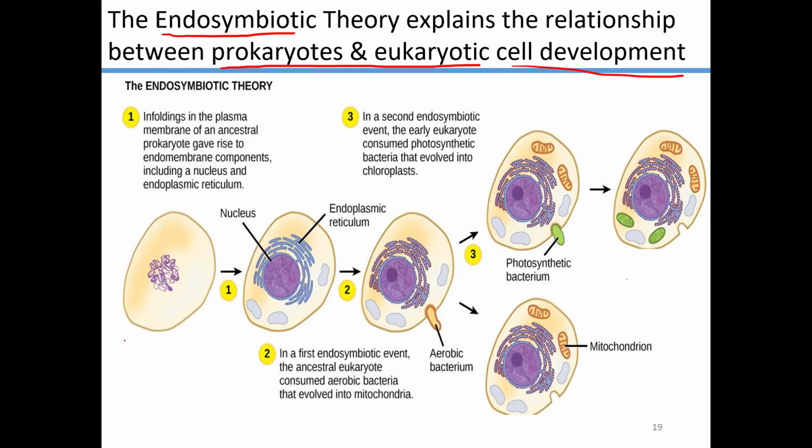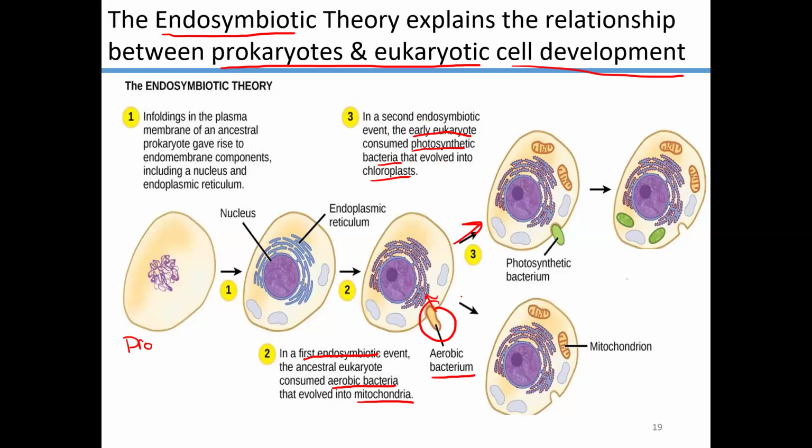Looking at this over here, we have our prokaryotic cell, because again, you can see we don't have a nucleus. And then over time, we developed that with our endoplasmic reticulum, or our ERs. And this part right here is going to be really important. This is known as our endosymbiotic event. Essentially, what happened here is early eukaryotic cells consumed an aerobic bacteria, evolving into our mitochondria. So we took in a mitochondria, so that went inside.